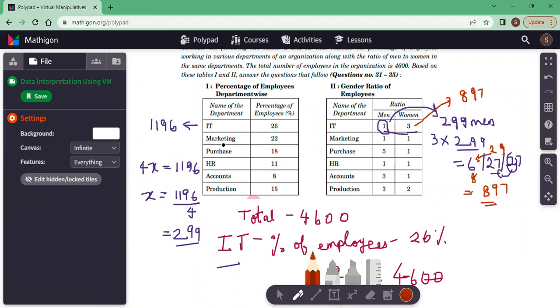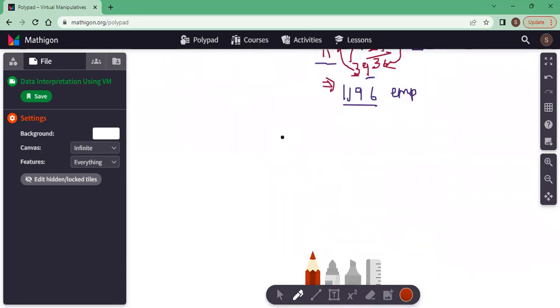Now let us see the marketing department. How many employees are working in the marketing department?